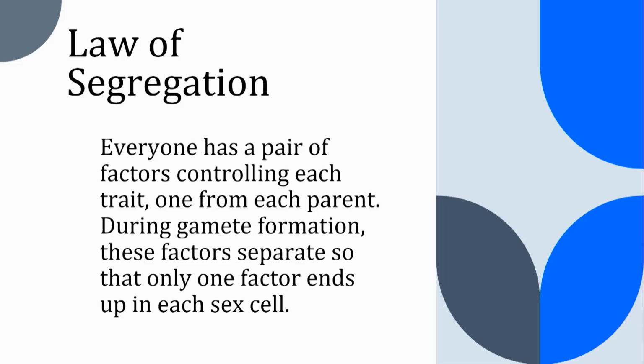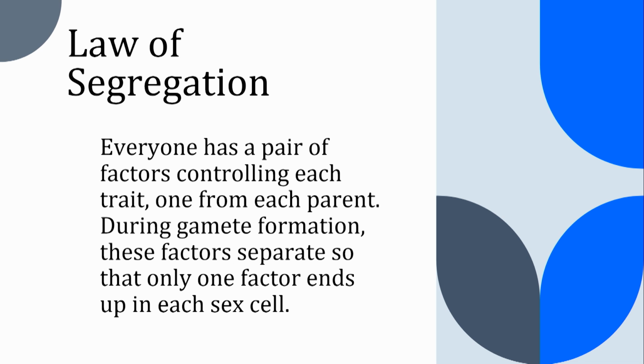This is Mendel's second law. It's called the law of segregation. Okay, here's a definition of it that I'll read off real quick. Everyone has a pair of factors controlling each trait, one from each parent. During gamete formation, these factors separate so that only one factor ends up in each sex cell.